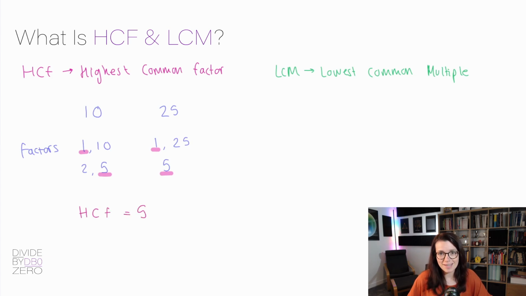Let's think through LCM for the same numbers, so for 10 and 25. In terms of multiples of 10, that's the 10 times tables, we've got 10, 20, 30, 40, 50, 60, and so on. And for 25, we've got 25, 50, 75, 100, and so on. We're looking for any multiples they have in common, and particularly the lowest one. So we can see that they both have 50. And that is the lowest common multiple.